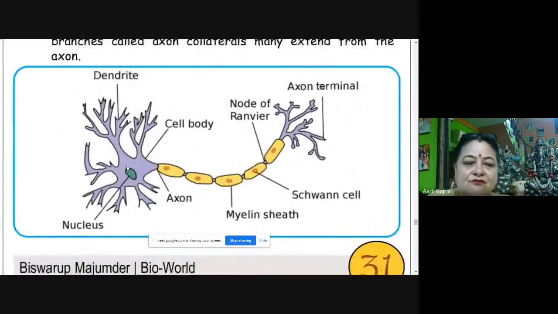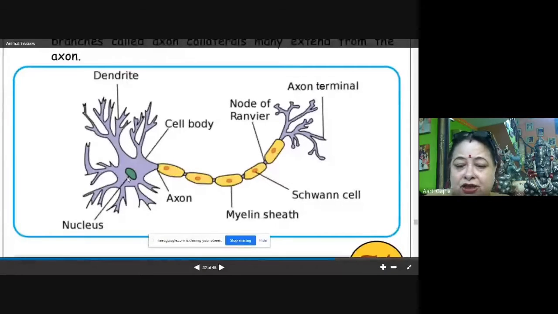The structure of a nerve cell. This is one nerve cell which is called neuron. Now this is the cell body. In the cell body you will find the nucleus, and these are the dendrites, the branched structure, and then here you will find the axon. This is the axon.